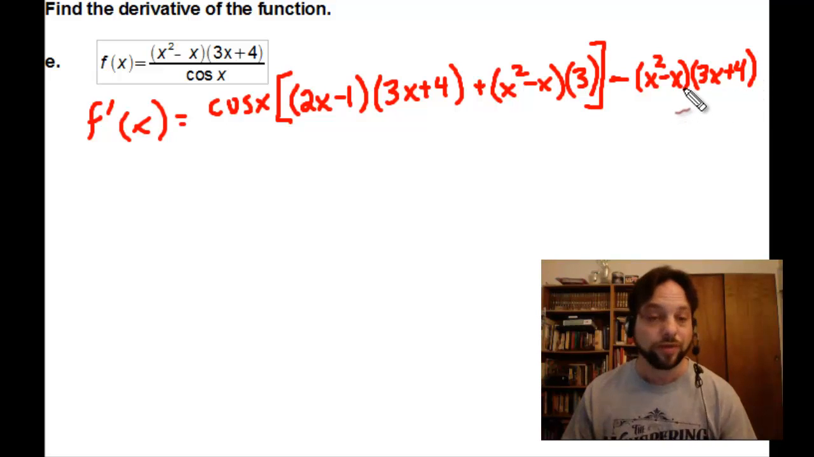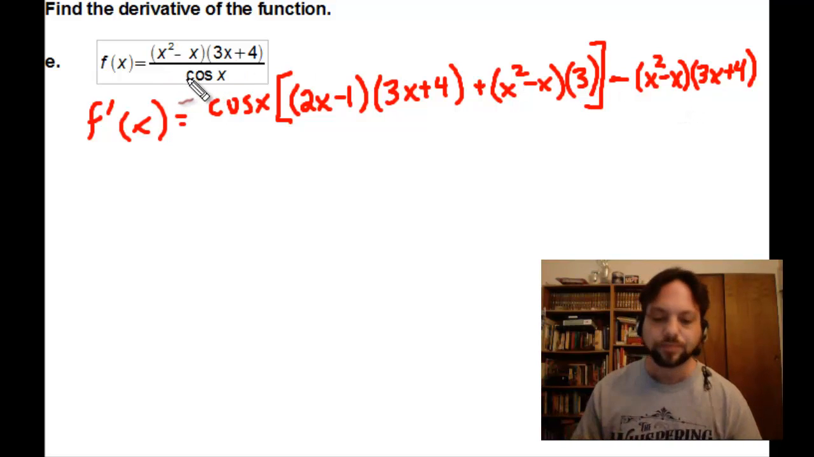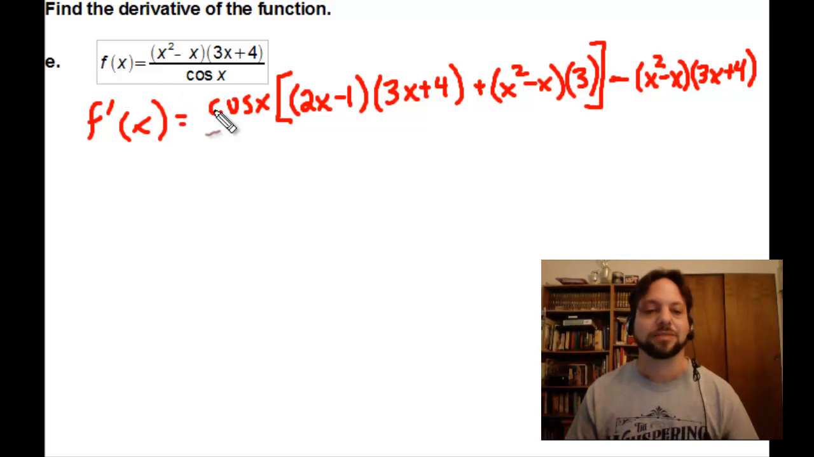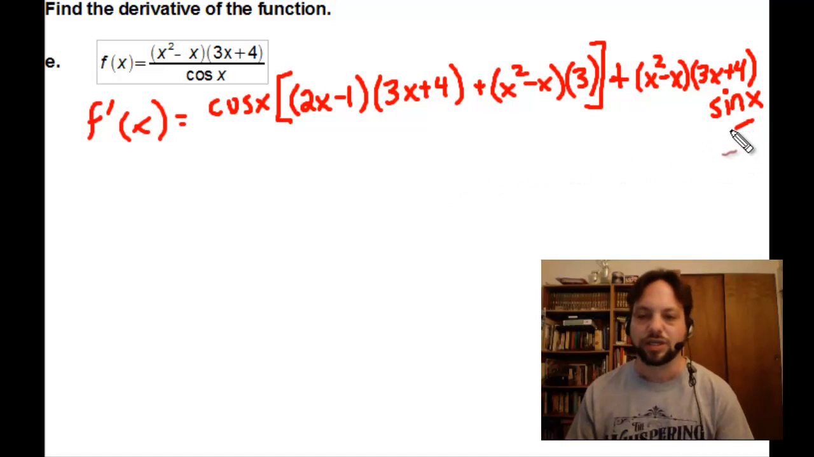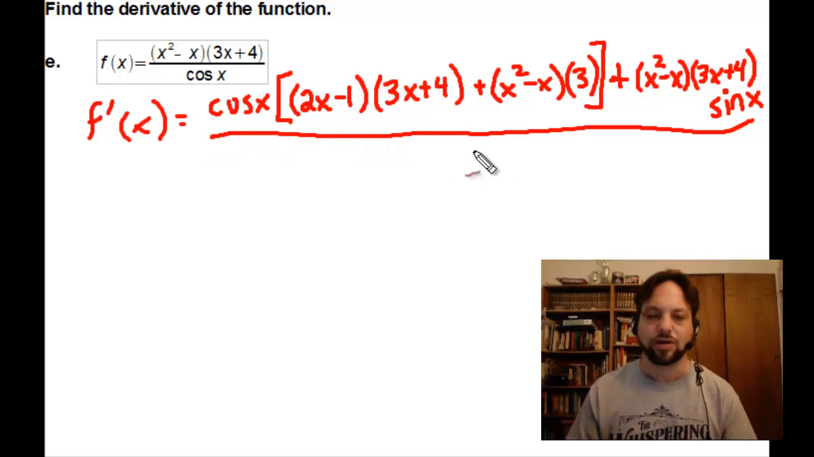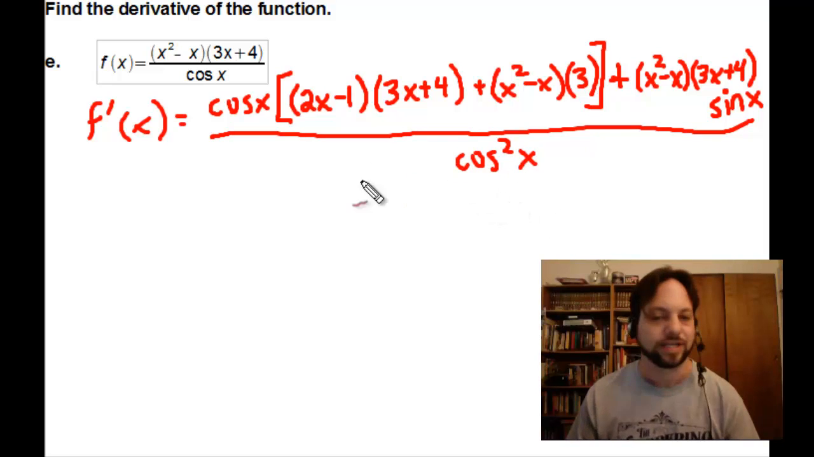Well, what's the derivative of the denominator? Derivative of cosine? And we've talked many times, the derivative of cosine is actually negative sine. So, well, the negative will change this into a positive, and I'll just throw a sine in here to deal with all that. Alright, so it was ugly, and I'm going to divide it all by something that's not quite so bad, just cosine squared of x.